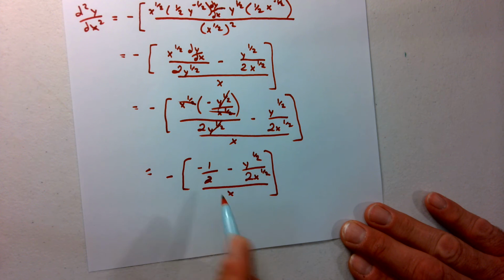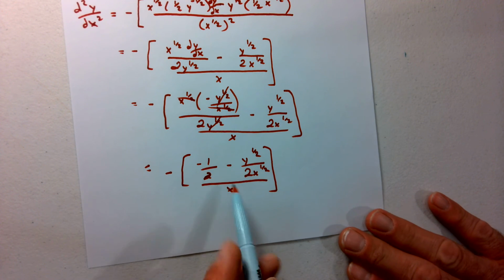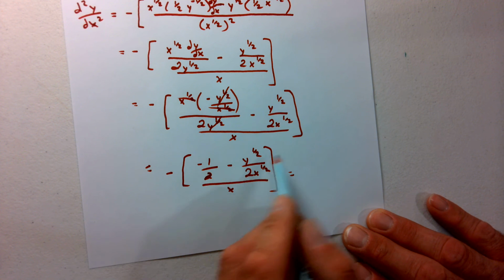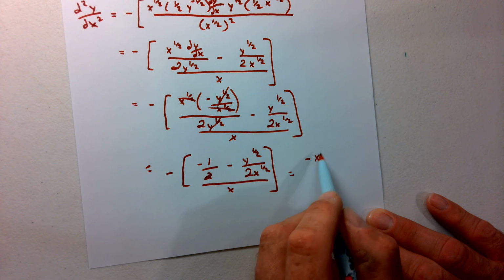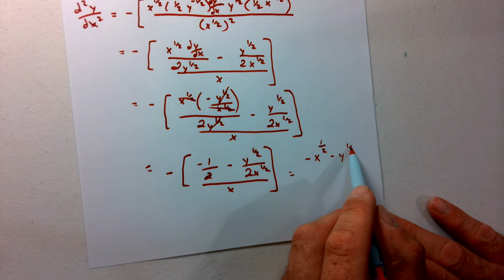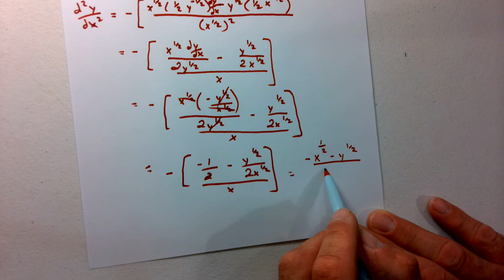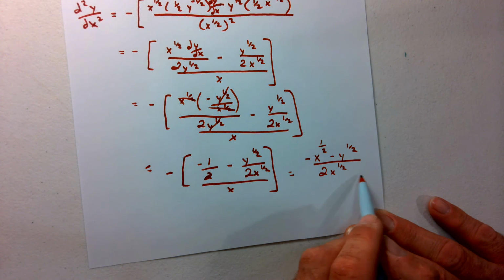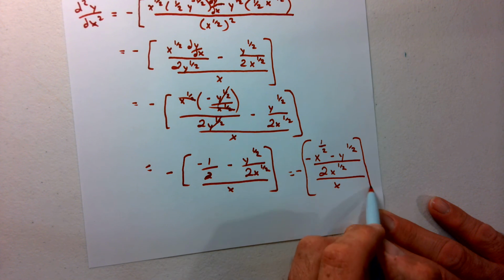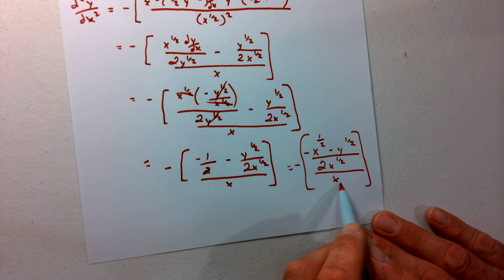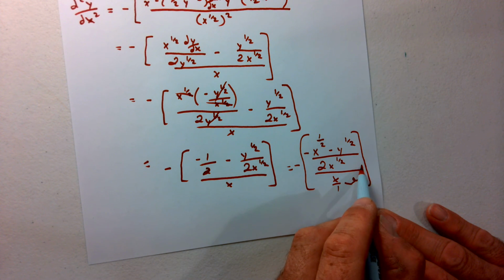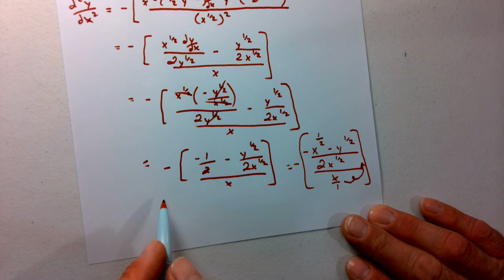Now we can go ahead and find a common denominator for that numerator. Common denominator is going to be 2x to the 1/2. So our negative 1 is going to get an x to the 1/2. So we have x to the 1/2 minus y to the 1/2 over our 2x to the 1/2, over x. And it's all of the negative of that. Almost done. Bear with me. We have x over 1/2, or x over 1. We can flip and multiply by the reciprocal.